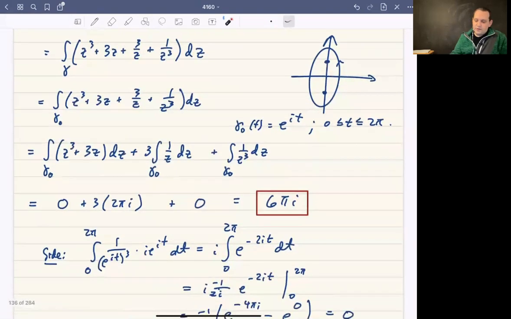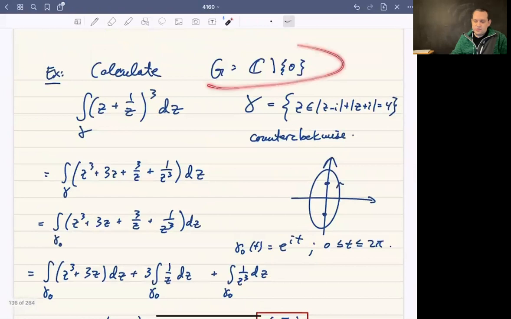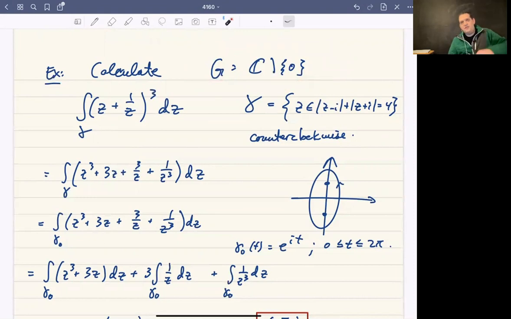And then for the final one, what turned out to happen is that 1 over z cubed has an antiderivative in this region, and it's continuous in that region. Therefore, you can use the path invariance theorem: if you have an antiderivative, the integral over a closed path is 0.